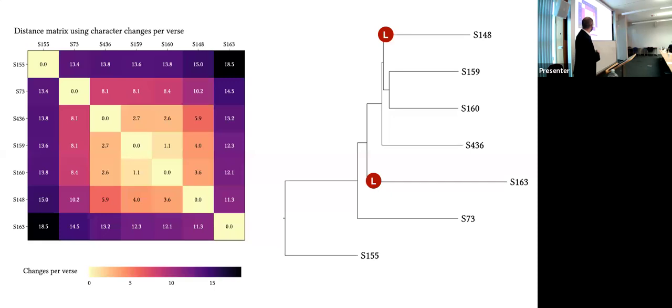The light colors here are small changes per verse, and the darker colors are quite a lot of changes per verse. Now this distance matrix can be used for phylogenetic analysis by using the ordinary least squares approach, and I used the FastME phylogenetic software package to do that. The resulting tree is down here. So from this tree, Sinai Arabic 155 stands on its own in the tradition.